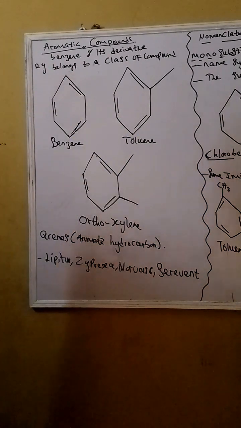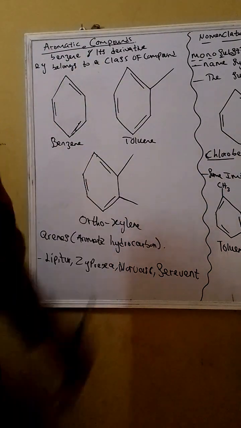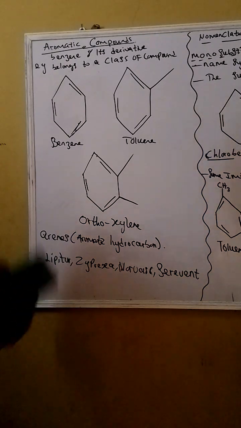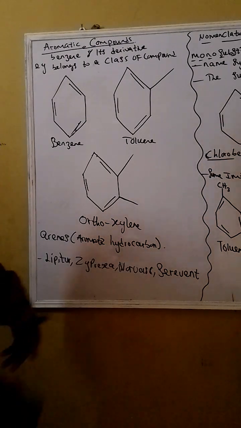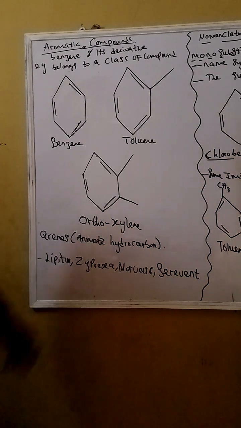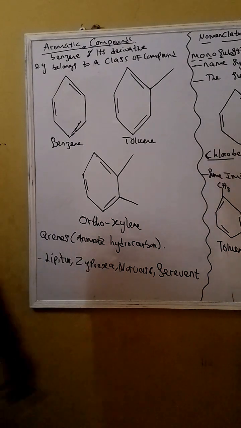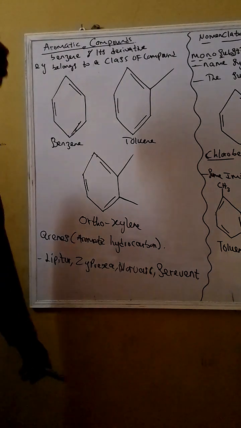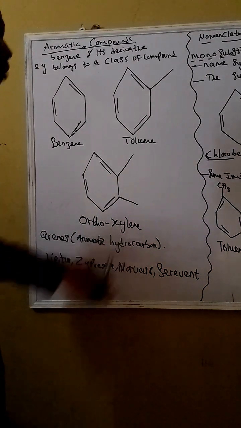And literally at large, all of them belong to a particular class of compound which is called the arenes, which is an aromatic hydrocarbon. Most of the modern drugs used nowadays have a benzene structure. For example, Lipitor is used to treat high cholesterol. You have Norvasc, which is your amlodipine, used to treat high blood pressure. Then you have Ventolin, which is a relief for asthmatic patients. And most things like that have benzene structures in them.